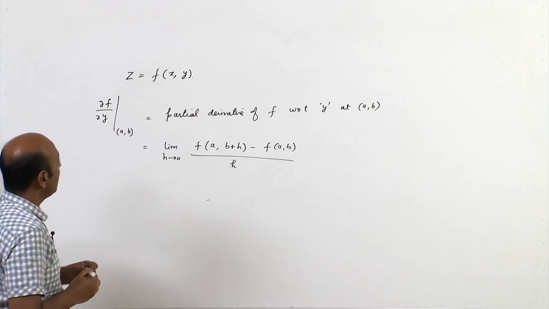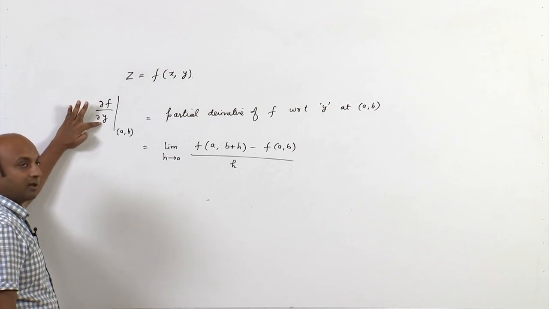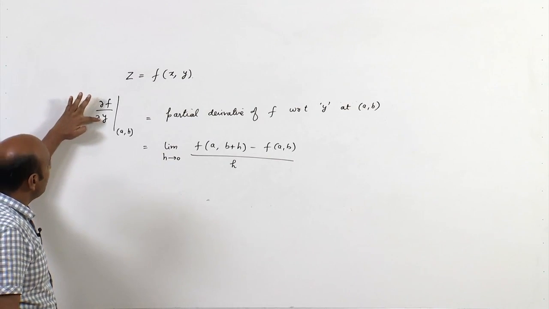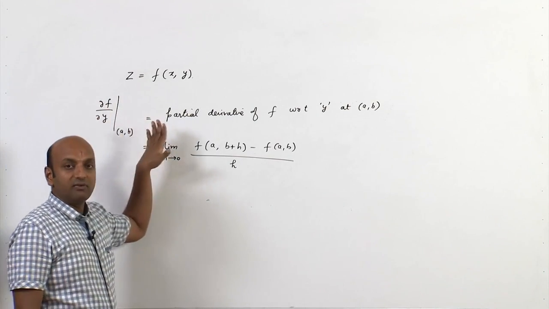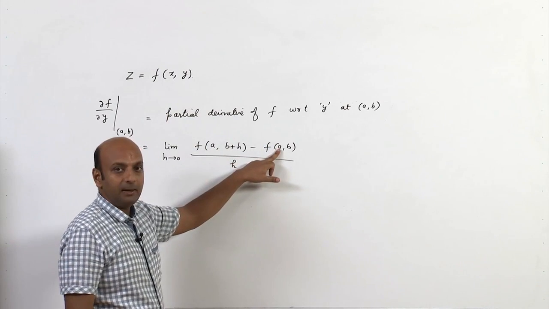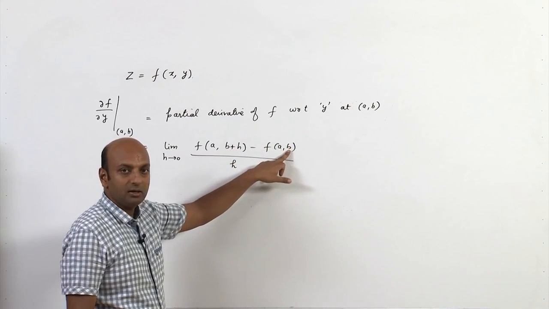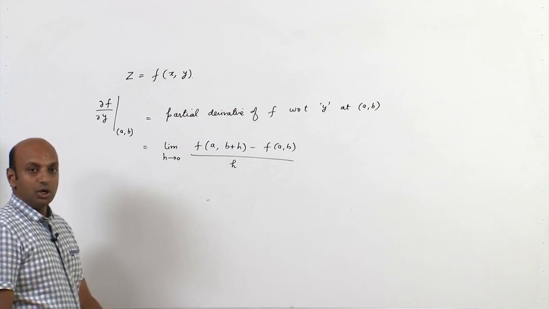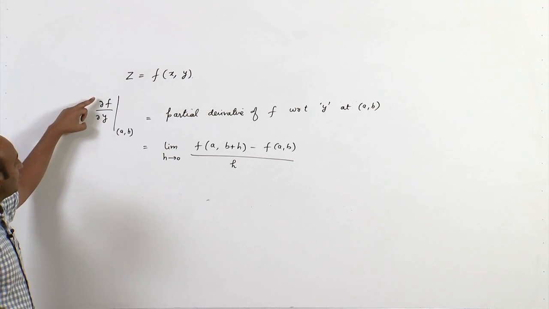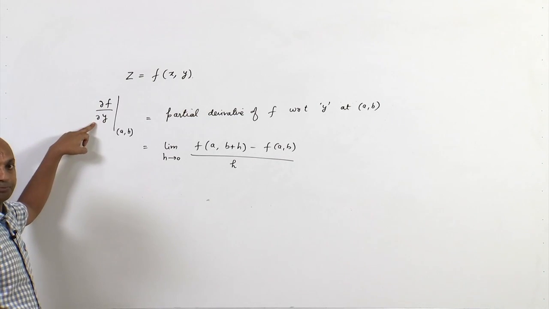Now, here when we are differentiating partially f with respect to y, we are differentiating only with respect to y, keeping all other variables constant. So, here a is constant, we are fixing a, we are changing only in the y component, b plus h to b upon h. So, this is how we can define partial derivative of f with respect to y.